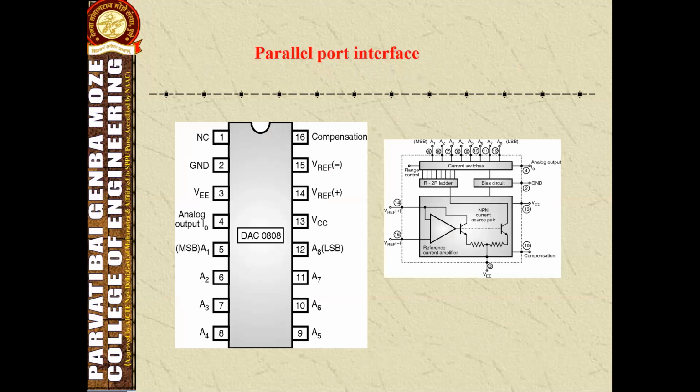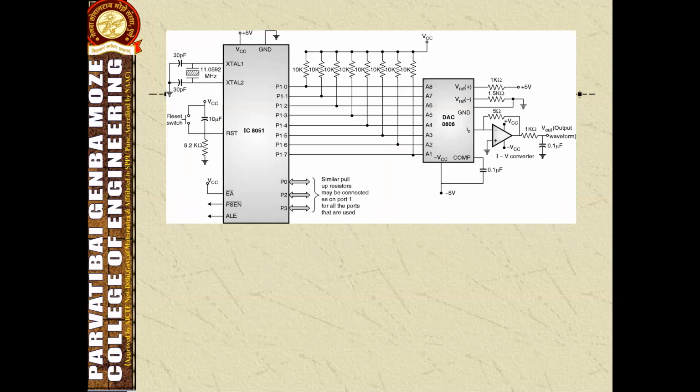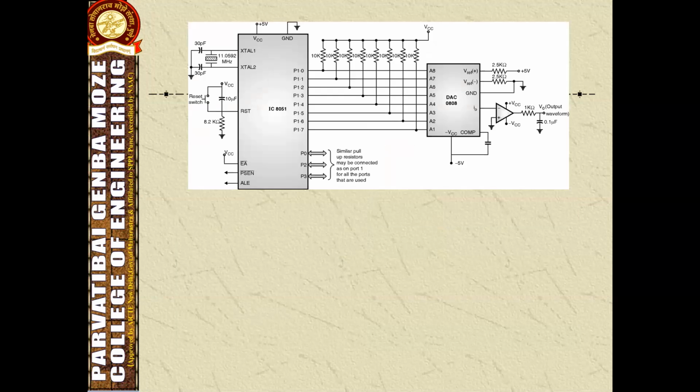In the previous lecture, we saw how to interface the DAC 0808 with a microcontroller. We also wrote the program to generate a triangular wave. Now today we are going to see how to write an assembly language program for sinusoidal wave generation.